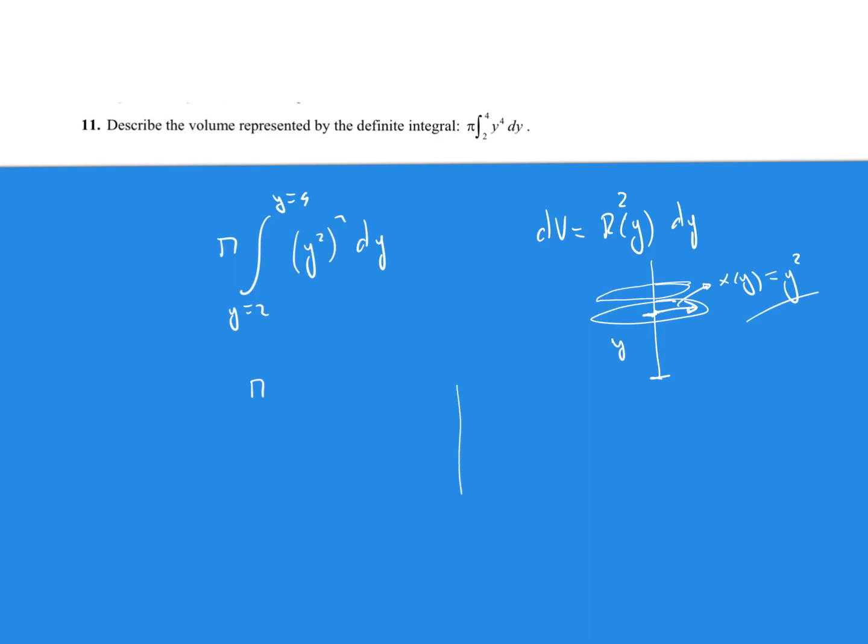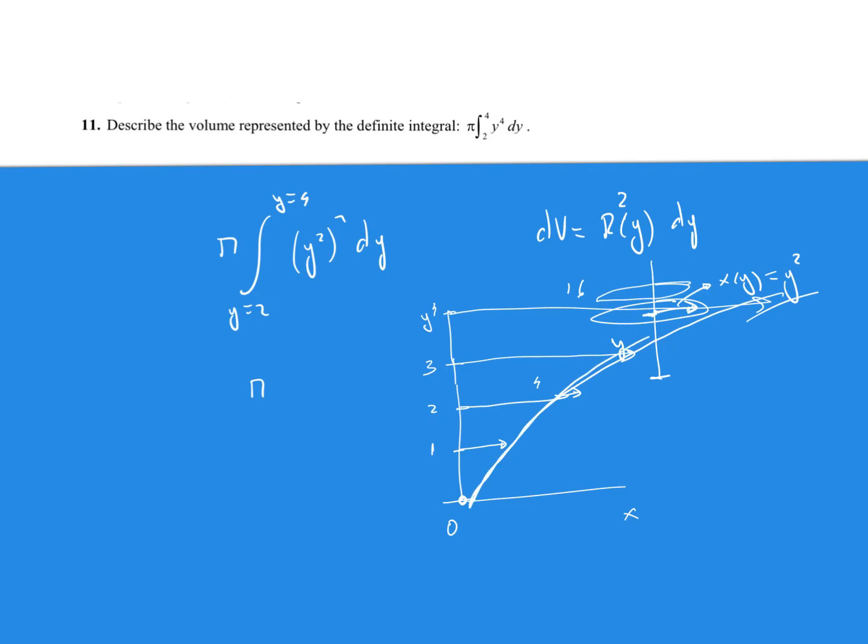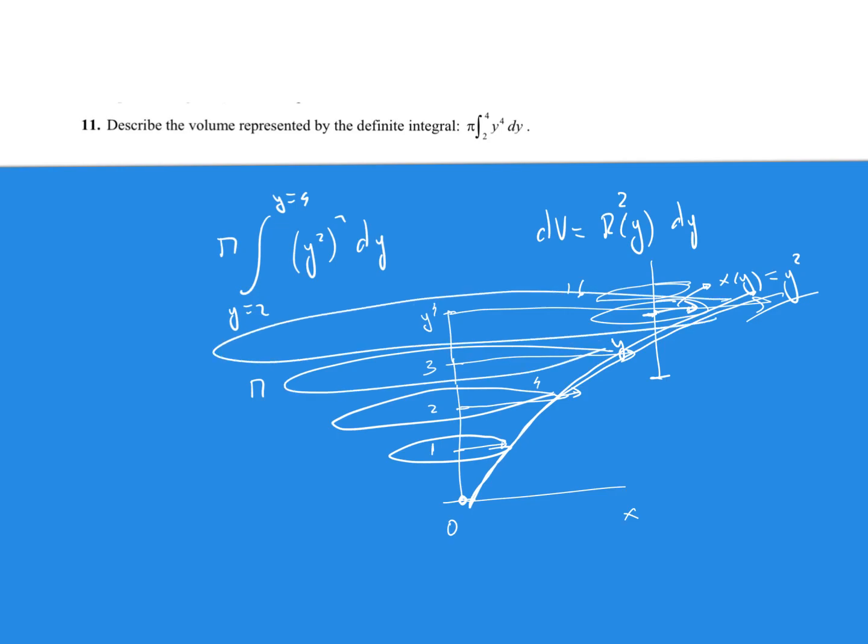So this is the volume generated by summing disks where x of y equals y squared. And x of y equals y squared, this is the 0, this is the y, this is the x. When y equals 0, y squared is 0. When y equals 1, x of y is equal 1. When y equals 2, x of y equals 4. When y equals 3 is 9. When y equals 4 is 16, the radius. So the figure that we are talking about is this figure that if you revolve through the y-axis, it will generate disks like this, and you are summing all the disks.